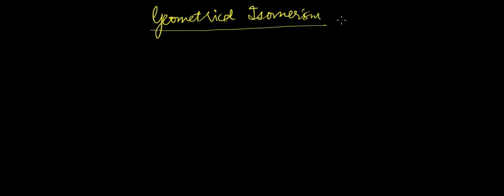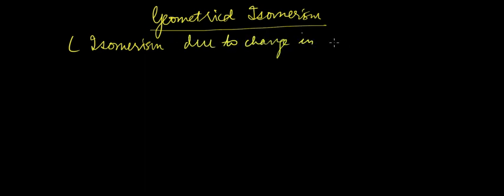So let's get started. Geometrical isomerism. Okay, so what is geometrical isomerism? Isomerism due to change in geometry is geometrical isomerism. Simple definition. Isomerism due to change in geometry is called geometrical isomerism.